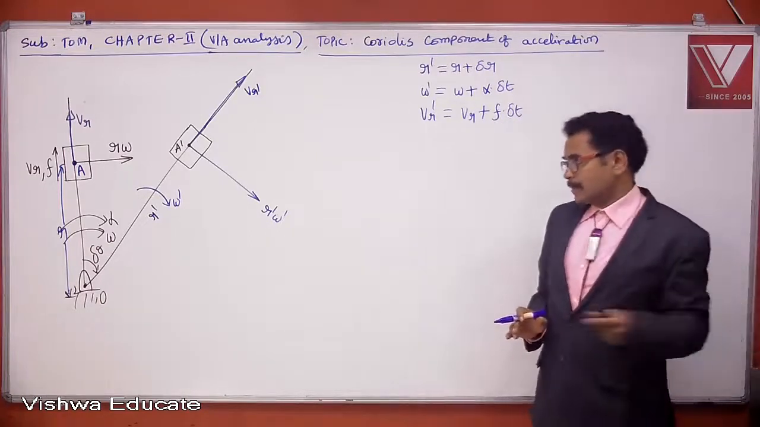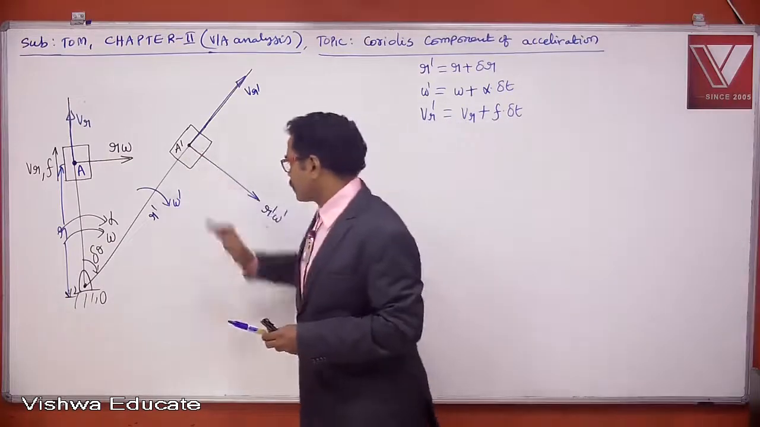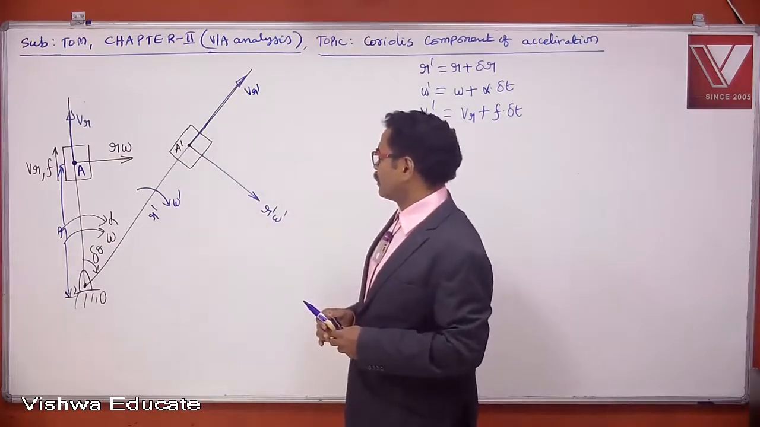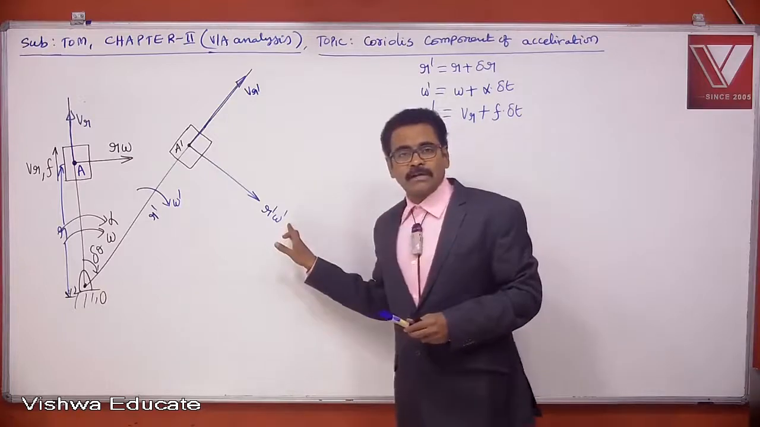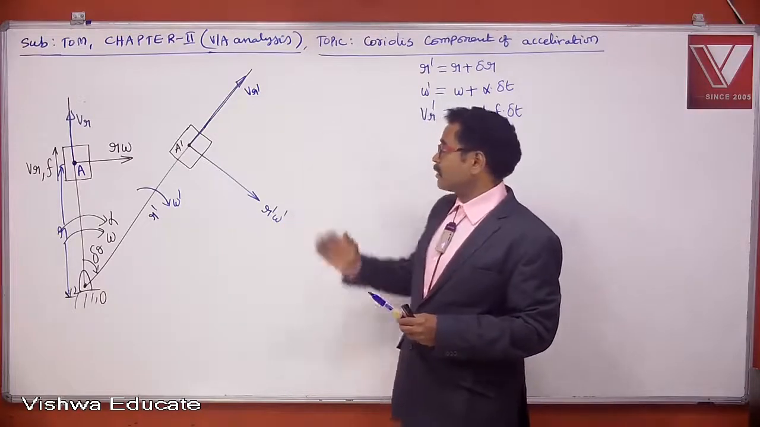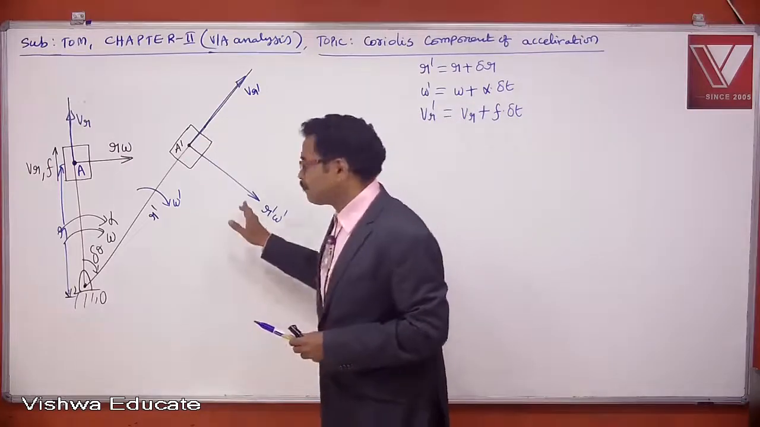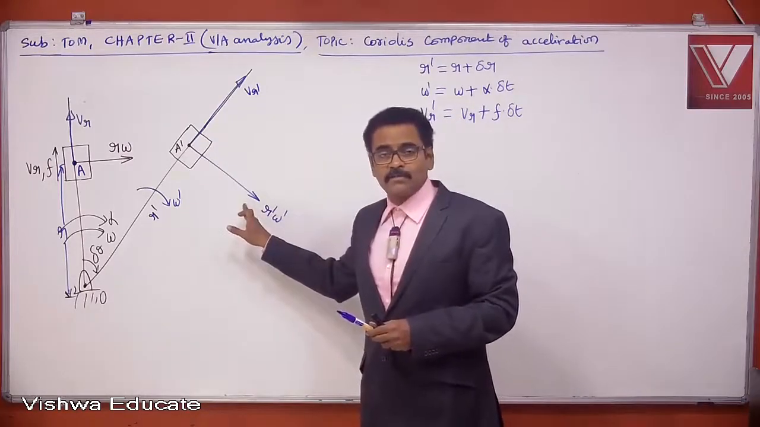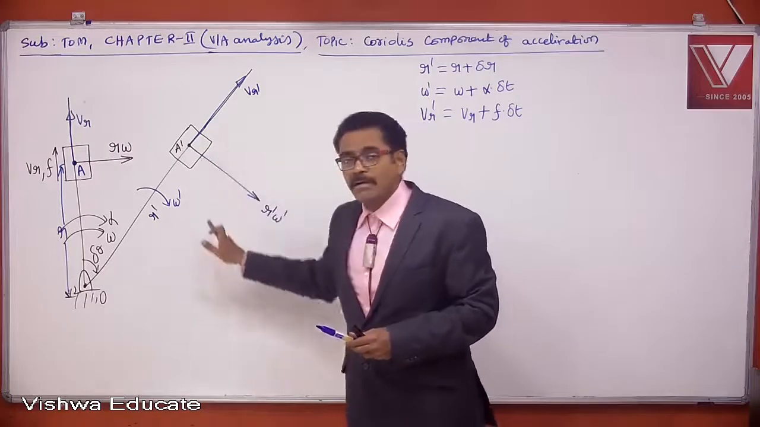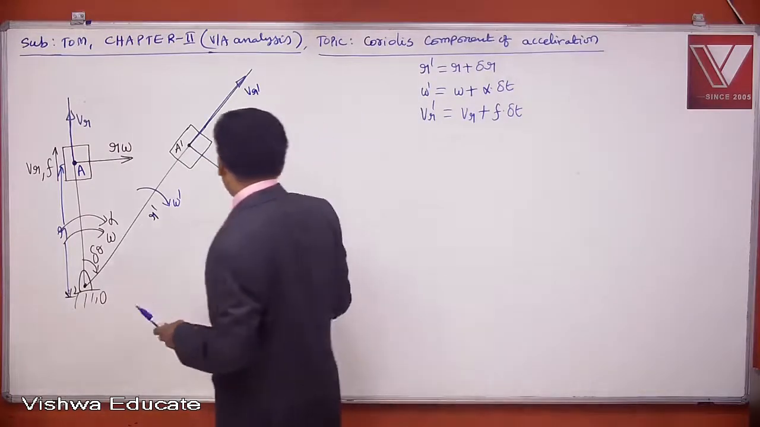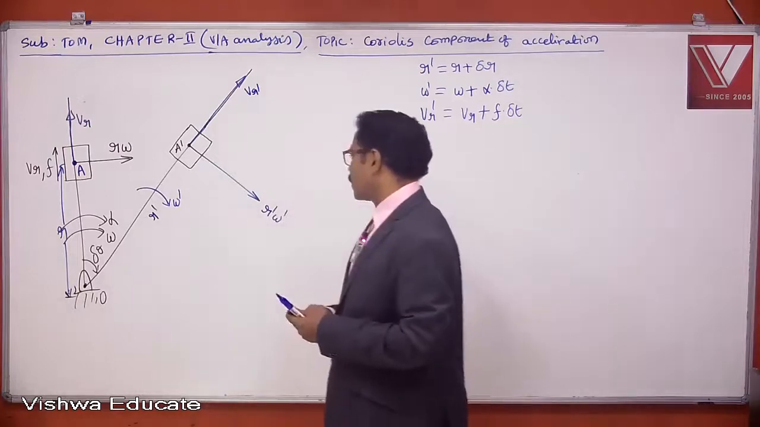Now I do like this. At this instant, point A is carrying two velocities. One is the tangential velocity, the other is the radial velocity. So I take components of these velocities. I resolve these two vectors along horizontal and along vertical. So what is the horizontal component of r dash omega dash?